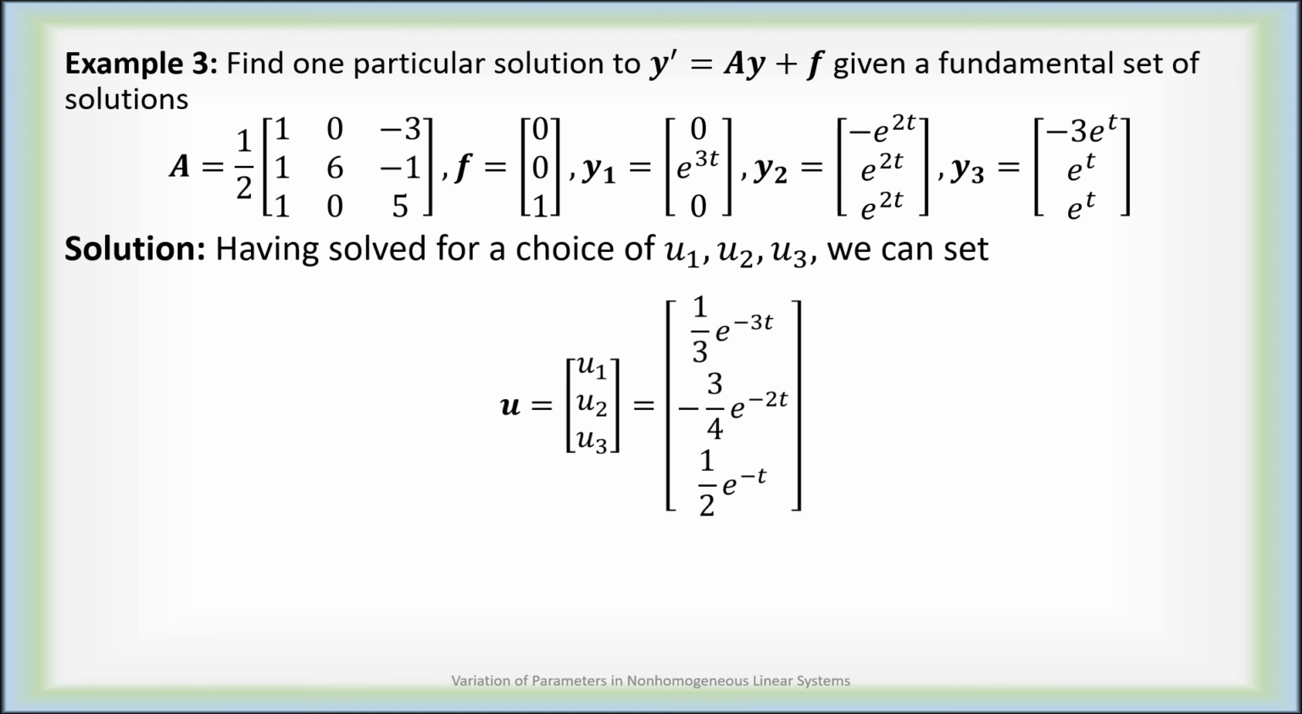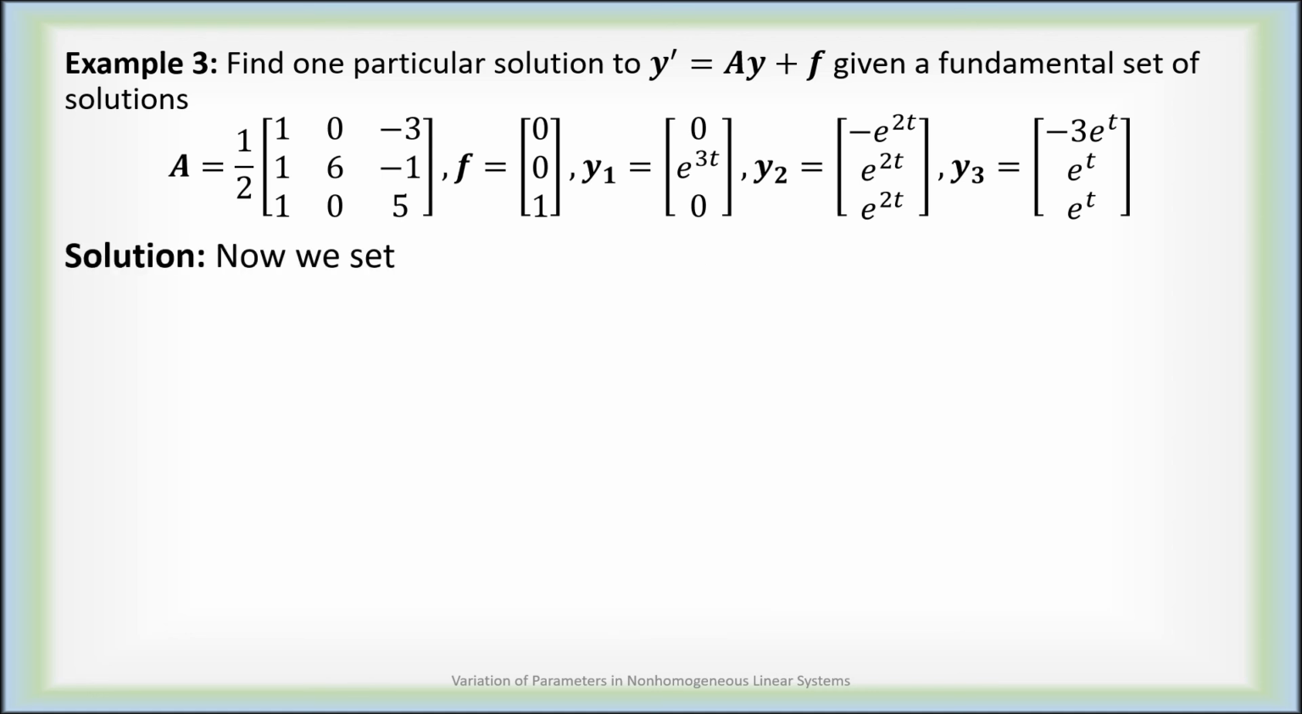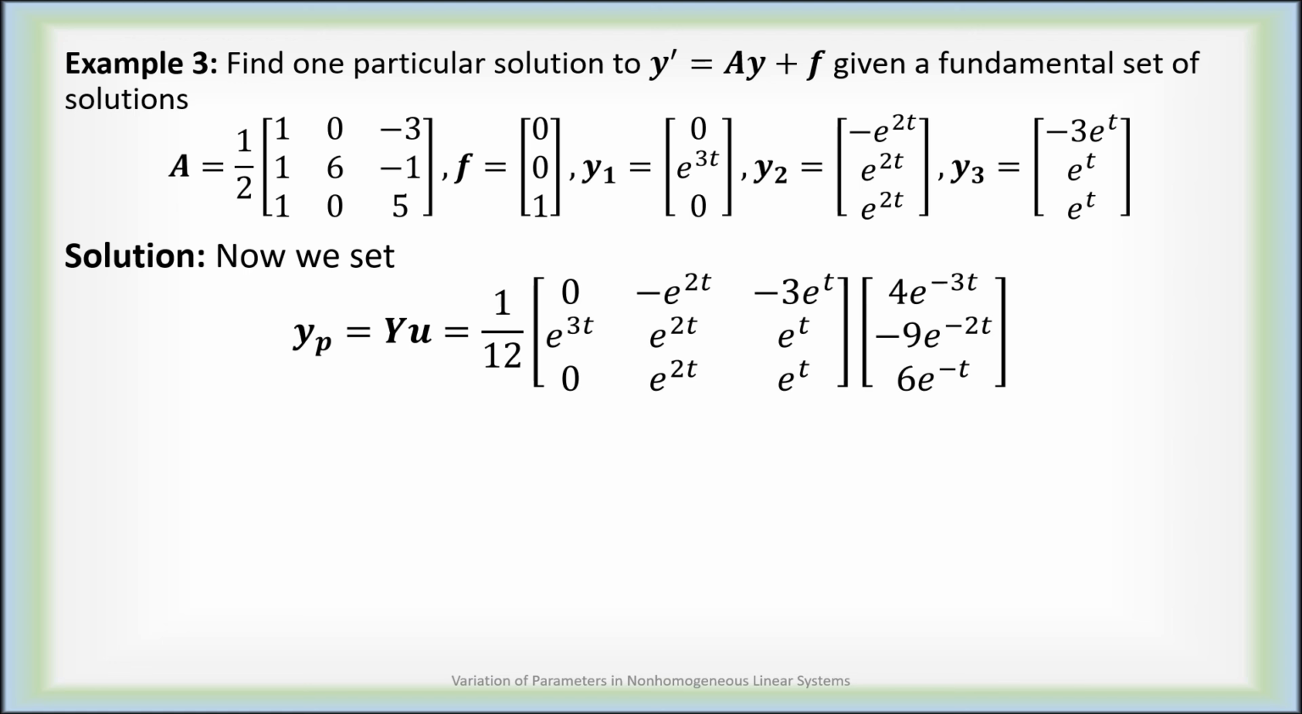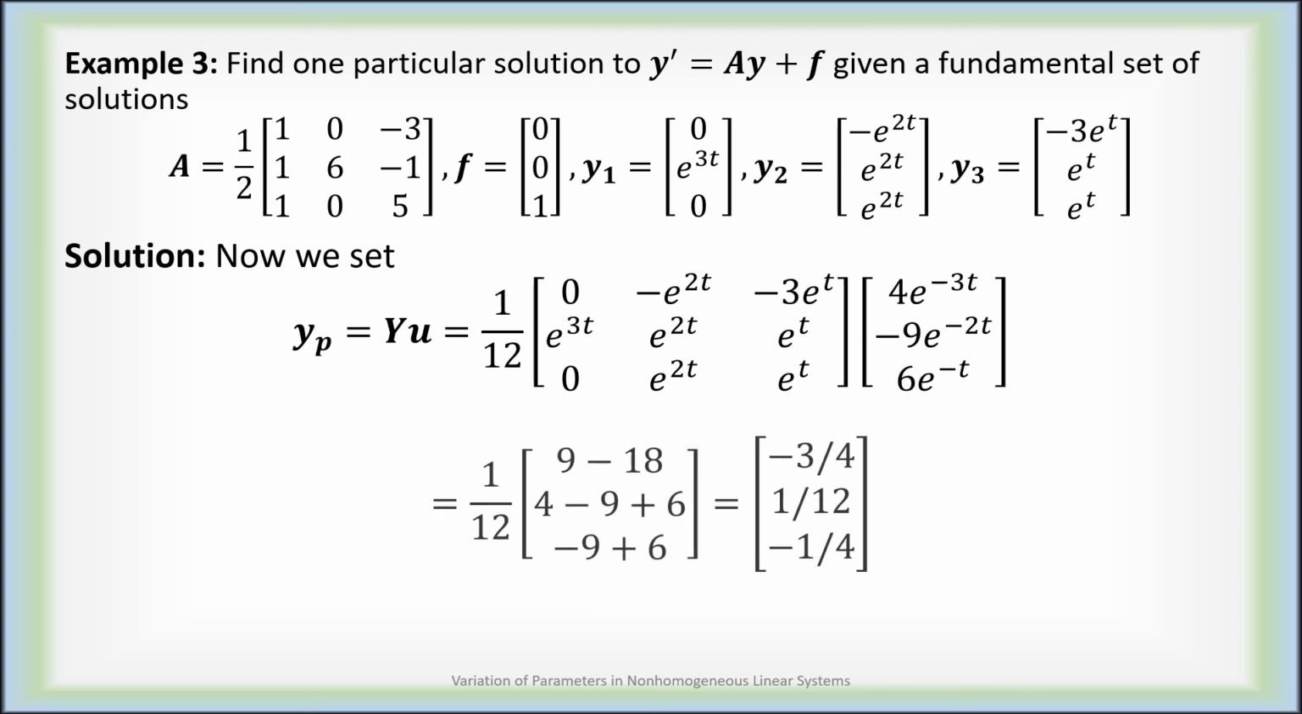So we set u to be just a column made up of these choices. There's a common denominator of a 1/12 that we can factor out of this to simplify our presentation a little bit. Now we just have to set yp as fundamental matrix y times u. Remember that u, we had this 1/12 we factored out of it. Our fundamental matrix, remember, was just our fundamental set of solutions done column by column. Now we just have to take this product and simplify.